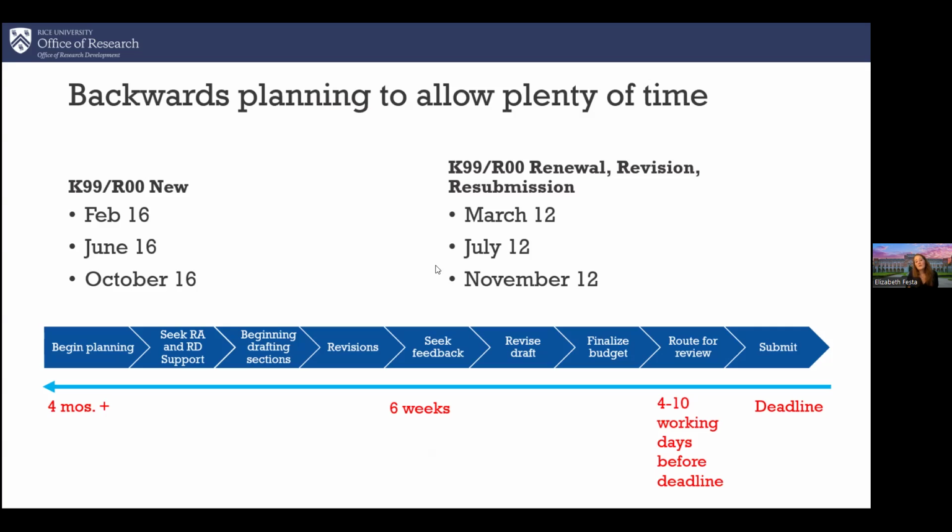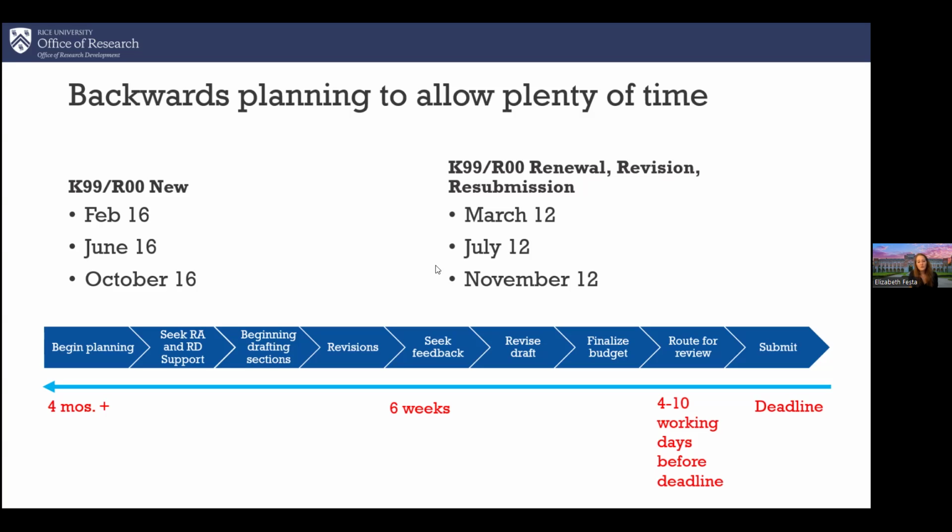And I've also included the renewal, revision, and resubmission deadlines. I would work backwards from whatever deadline you're working towards. Remember that you have to route this through your institution. Different institutions have different internal requirements for when your research admin office, your sponsored projects office, is going to have to do a compliance check. I think for many institutions in the medical center, it's 4 to 10 working days before the deadline.